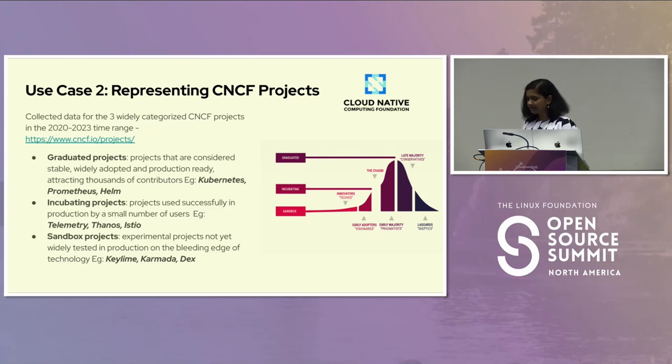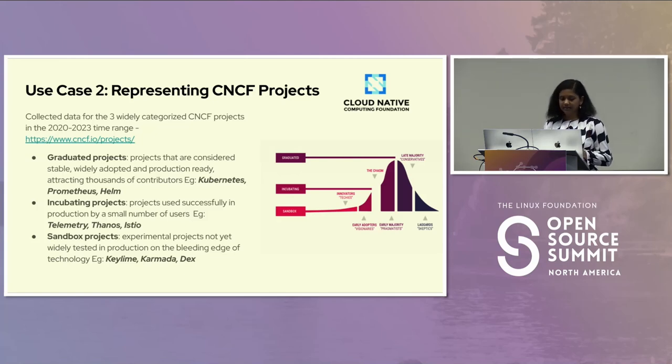You can see the diagram that CNCF has put on their website. So sandbox are like those innovation, cutting edge, bleeding edge technology projects. Your incubating projects are those which have gone beyond just innovation, but are slowly getting adoption, slowly growing their user community. Right now, some of the incubating projects are Telemetry, Thanos, and then we have the more graduated, which have gained a lot of traction, gained a lot of user community growth, and they're also being widely adopted by a lot of users around the world. So for example, right now, the graduated projects are Prometheus, Helm, Kubernetes.